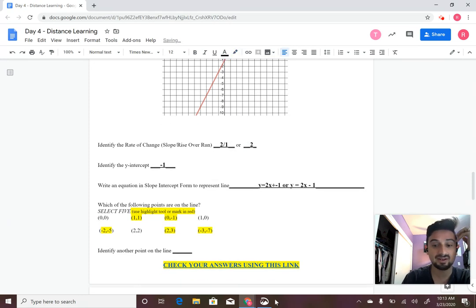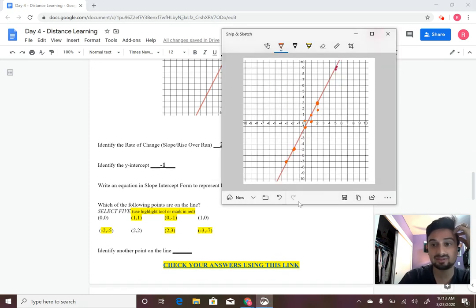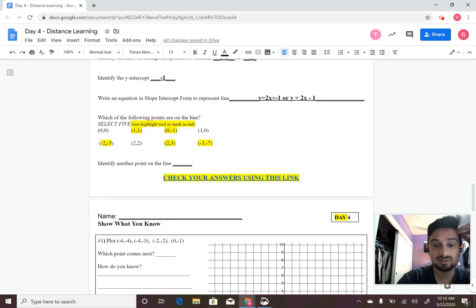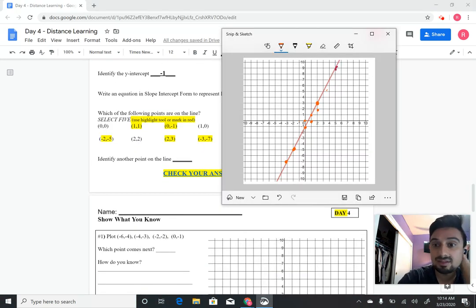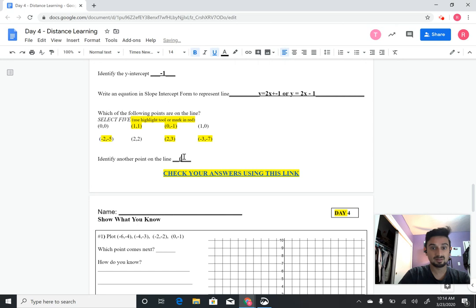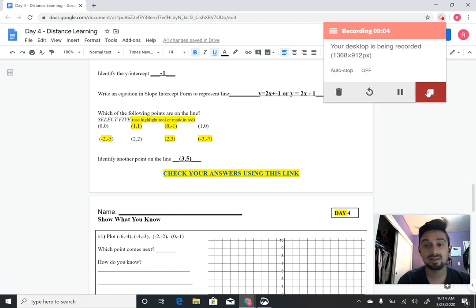Okay, identify another point on the line. So last we could just look at here, we can see there's a point here. So let's go 3, 5. So you could use other points, but 3, 5 is what I'm going to be using. So 3, 5, and then we're done. And we are done. Let's stop this recording. Okay, have a good day, guys.